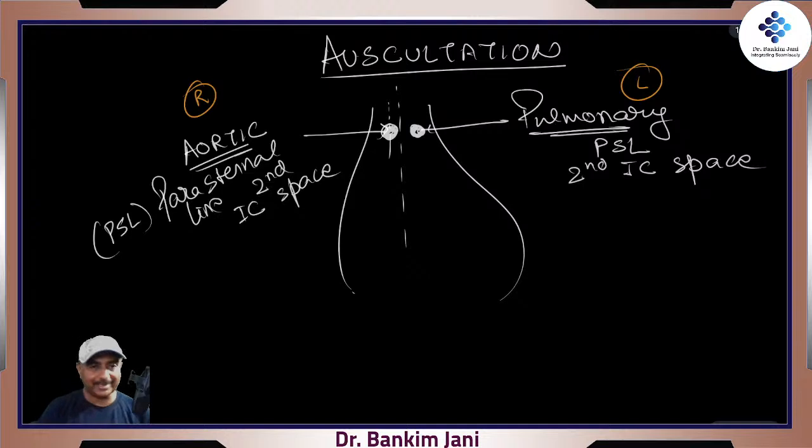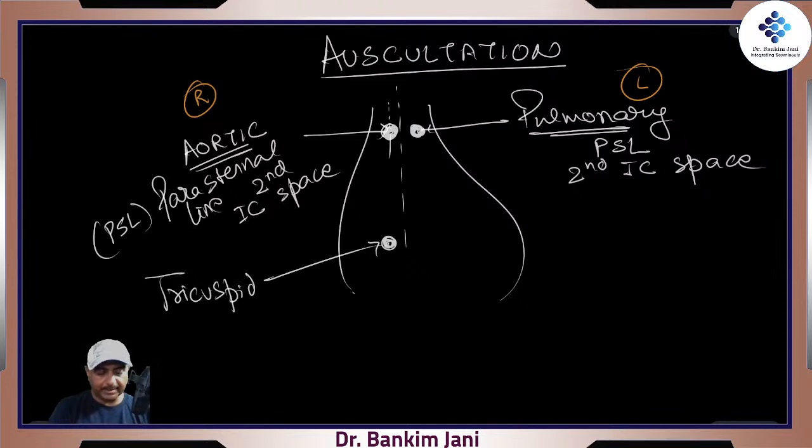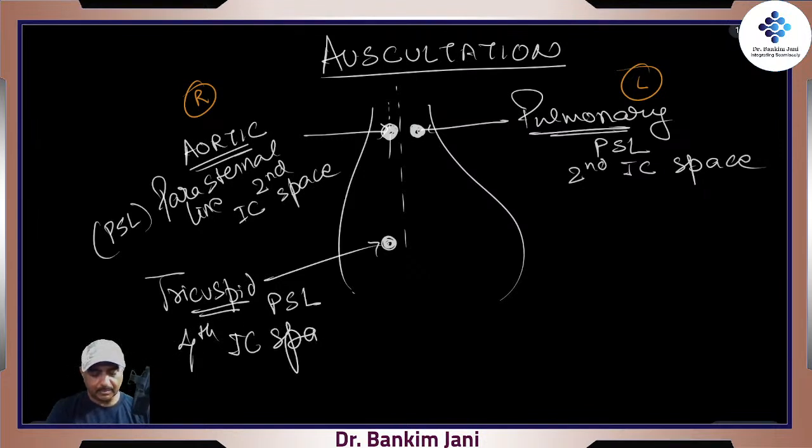Then comes our tricuspid. So tricuspid would be here. Tricuspid is again the parasternal line, but in the fourth intercostal space. So done. Finally comes the mitral area. That one would be the mitral area.